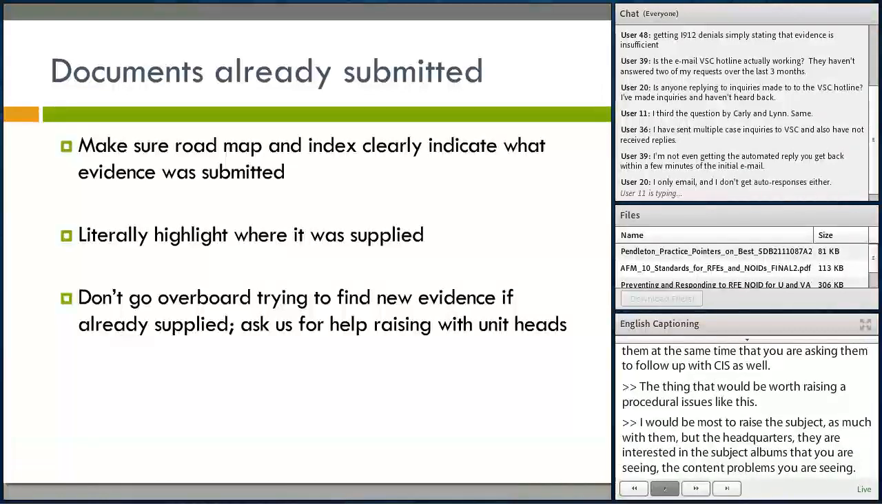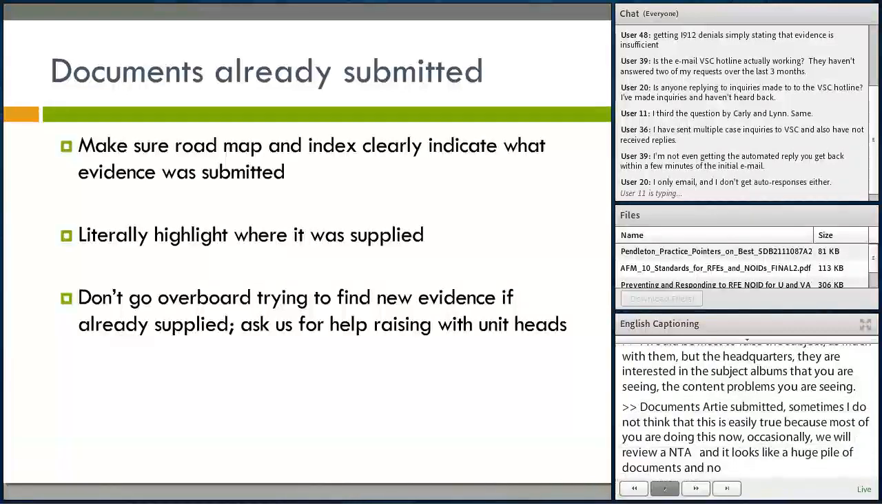Okay, so documents already submitted. I don't think this is usually true because I think most of you are doing this now, but occasionally we'll review a TA and it'll just be a huge pile of documents with no roadmap on how the adjudicator is supposed to figure out which documents go to which eligibility requirement.